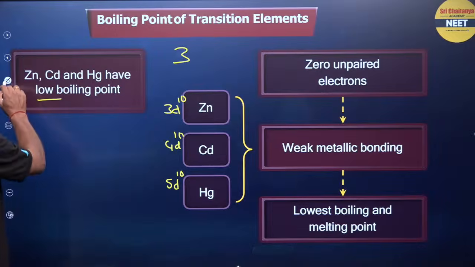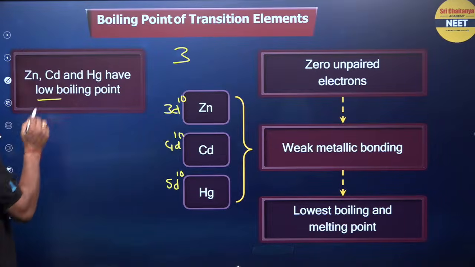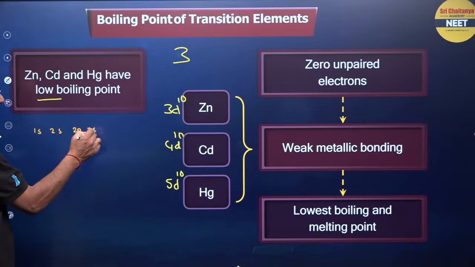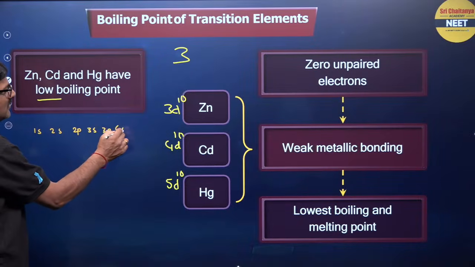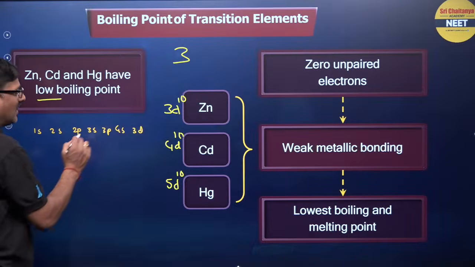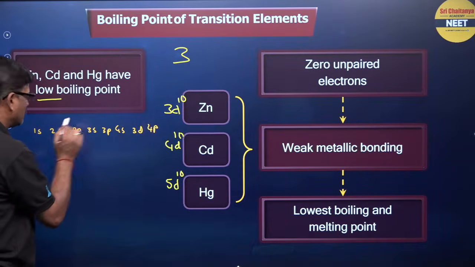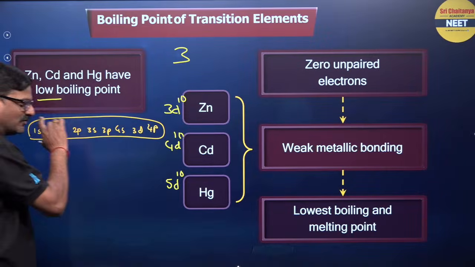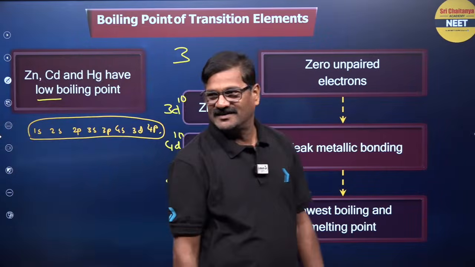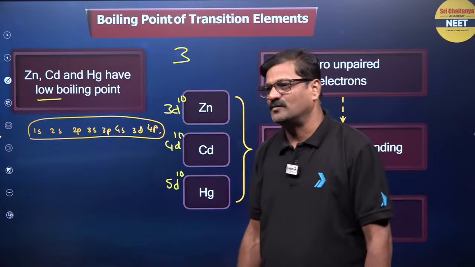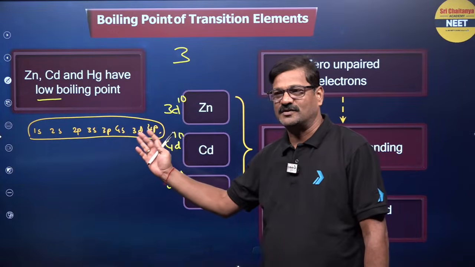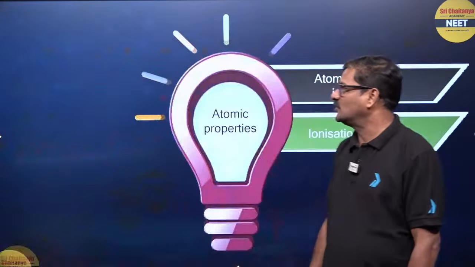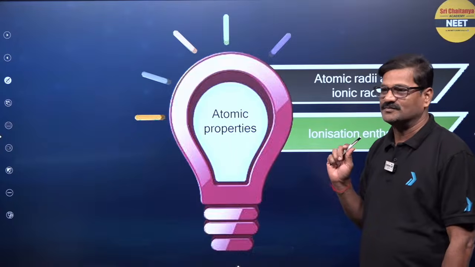The sequence is 1s, 2s, 2p, 3s, 3p, 4s, 3d, and then it goes to 4p. That is called the n+l method of writing electronic configuration. Fine. So let us talk about the atomic properties.